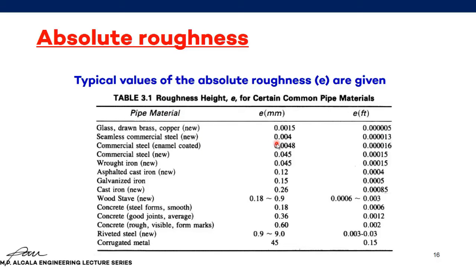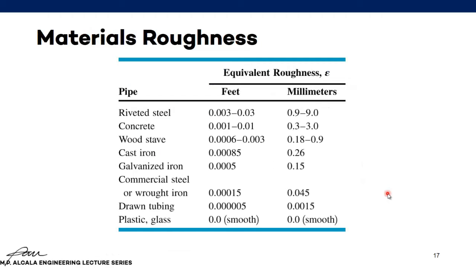So we are also concerned with the absolute roughness. Again, the pipe properties are very important. Your pipes may be made up of plastic, iron, steel, or copper. So your relative roughness or absolute roughness is dependent on your pipe materials. These are the common values. Take note of this. Okay? So for your material roughness, this one.